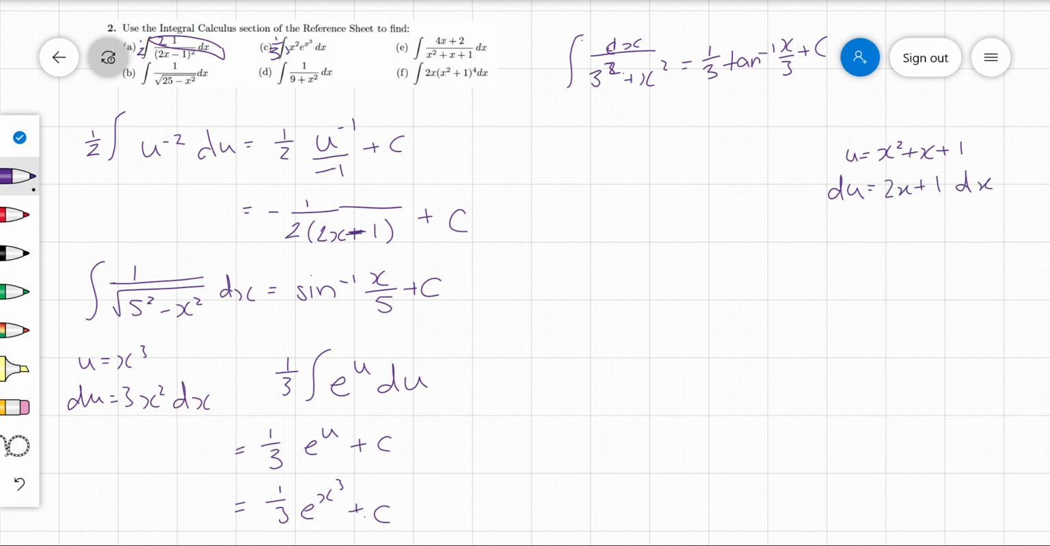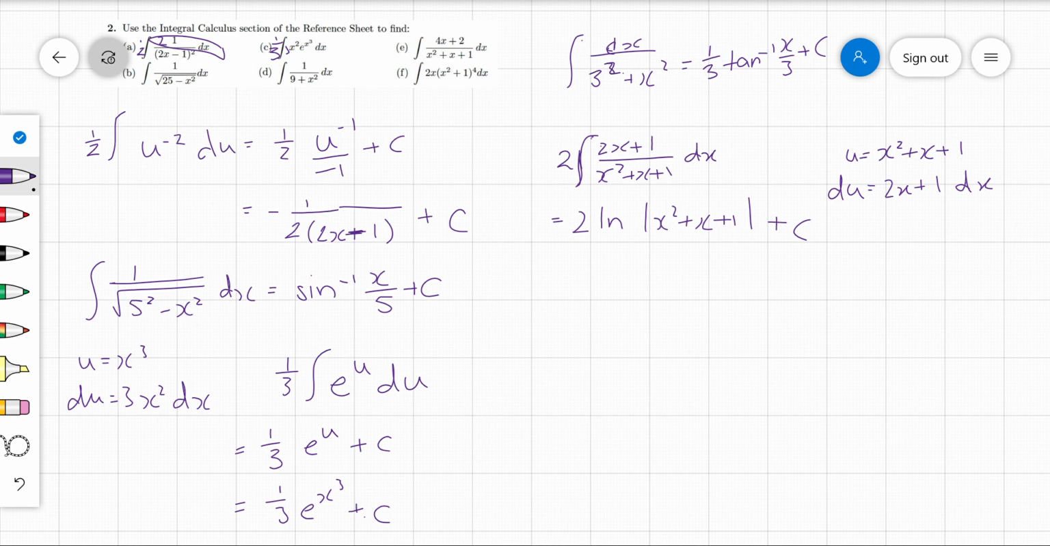If you have a look, it's got 2x plus 1, and actually we've got 4x plus 2. So if we divide by 2, we put a 2 out the front. Then I can have a 2x plus 1 over the x squared plus x plus 1. Now, I don't even have to use u's. I just know that the derivative of the bottom is at the top, therefore it's a log. So I've got a log of x squared plus x plus 1 plus c. Okay, so I just had to put a 2 out the front.